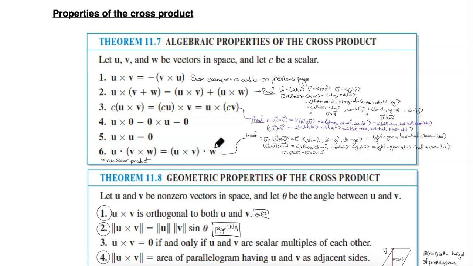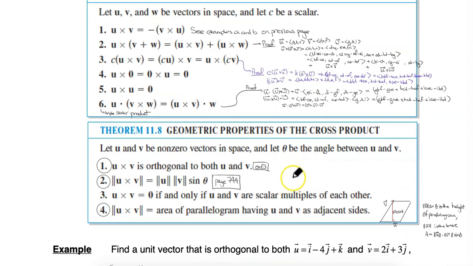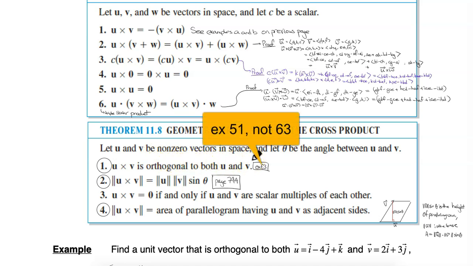So the geometric properties, on the other hand, are really interesting to try to talk about, but some of it is going to be done in the textbook. The first one is that when you take the cross product u cross v, you always get a vector that is orthogonal. That means perpendicular. So u cross v is perpendicular to both u and v. It's actually one of the exercises you're going to do in the textbook.